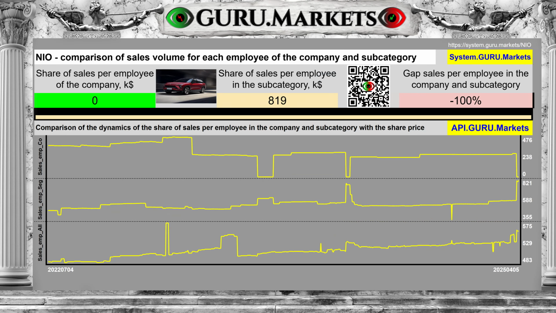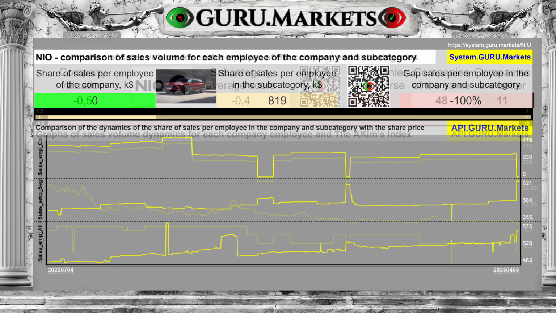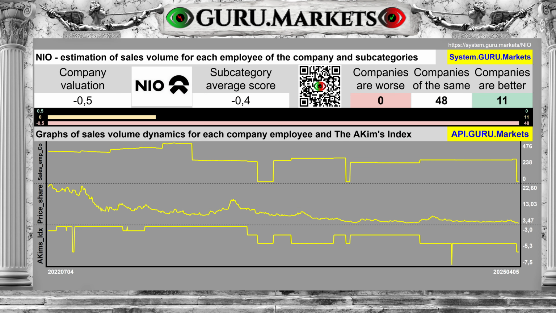The amount of revenue for each employee of the company is $0,000. In the subcategory, there are $819,000. The difference between the subcategory average and the company's performance is 100%. Estimation of sales per employee in comparison with the indicators of companies in the subcategory, tolerable, -0.5 points.